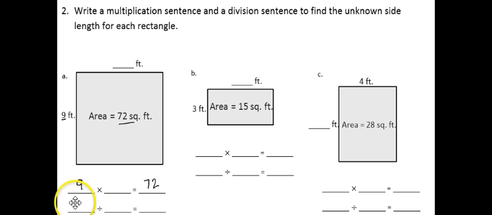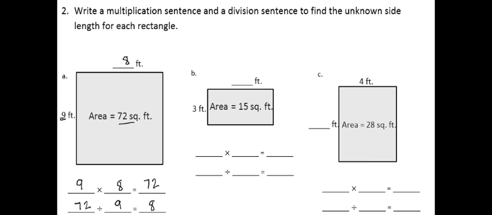I can use division to help me figure out my missing factor. It's the same thing as saying 72 divided by 9 equals some number. Well, 72 divided by 9 equals 8, and then 9 times 8 equals 72. So my missing length is 8 feet.